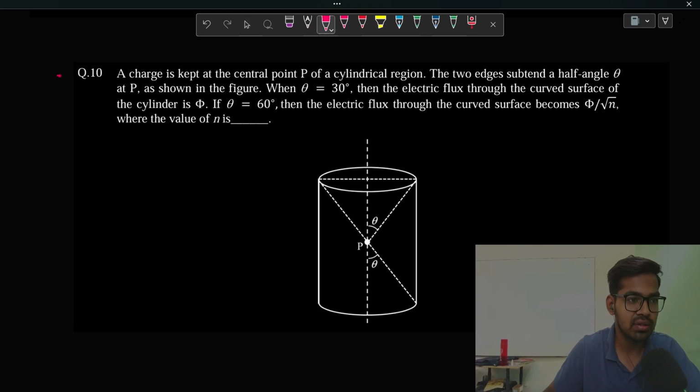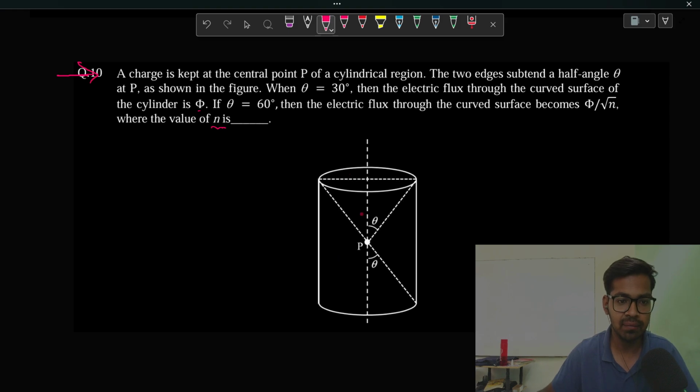The next question. First of all, we will discuss the solution. A charge is kept at the central point of a cylindrical region. The edges subtend a half angle theta at a point P shown in the figure. If theta is 30 degrees, then the electric flux through the curved surface of the cylinder is phi, and if theta is 60 degrees, then the electric flux through the curved surface becomes phi by root n. The value of n we need to calculate.